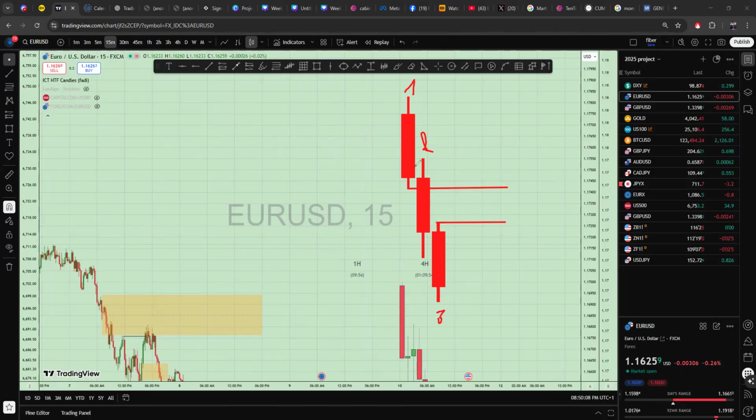Okay, this is where we have our fair value gap. Our fair value gap is the low of this bullish candle and the high of this bearish candle. Sorry, the low of this bearish candle and the low of this one. When they don't intersect, that's where we have the imbalance.